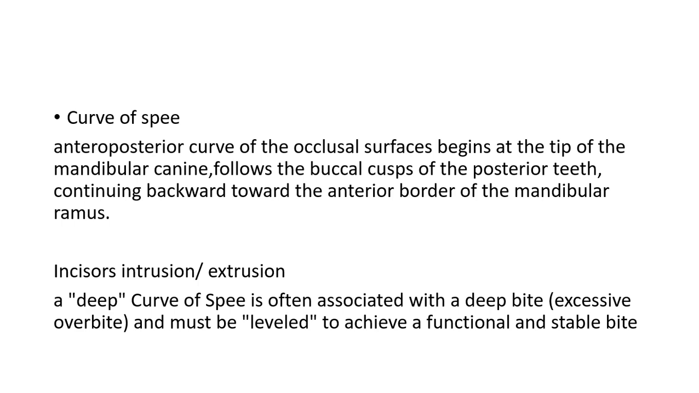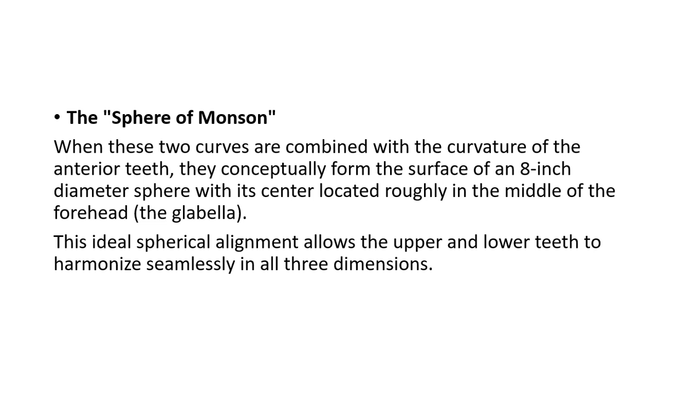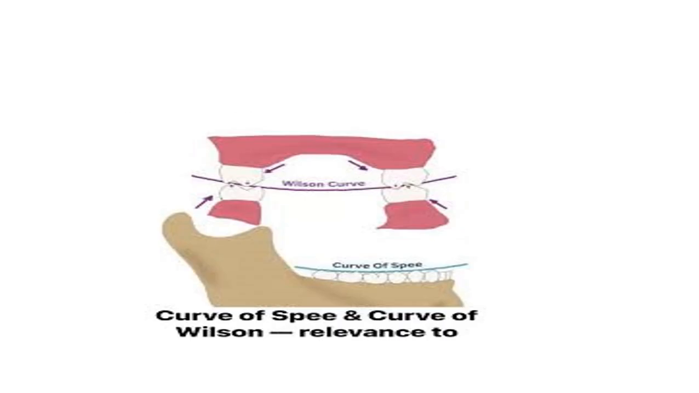And there are 3 curves: the curve of Spee, the curve of Wilson, and the sphere of Monson, that should be evaluated for asymmetries. And this is the curve of Spee, the anteroposterior curve that starts from the incisal edge towards the buccal cusps of the molars, and then goes towards the ascending ramus.